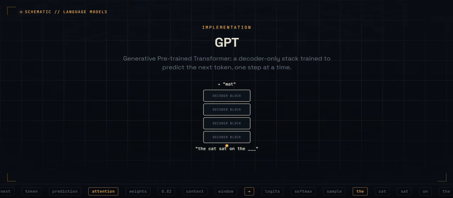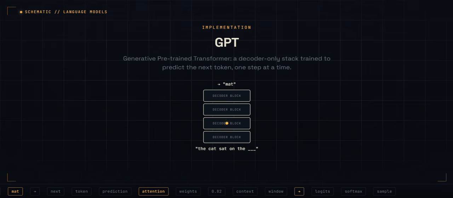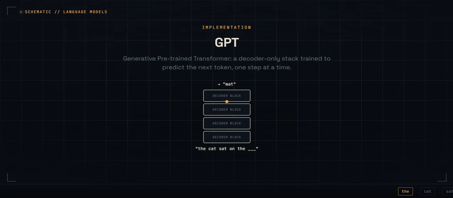Now, where does GPT fit into this? GPT stands for Generative Pre-trained Transformer. Notice the last word, transformer. That means GPT is built using the transformer architecture. But GPT makes one important design choice. It only predicts the next token.